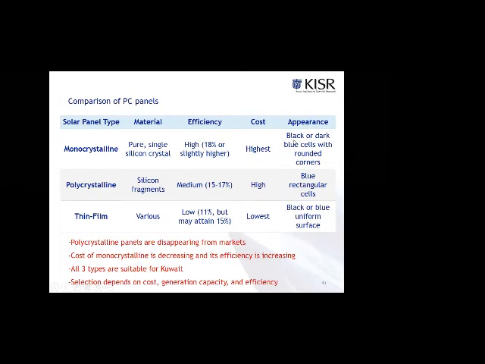And these are just the different color appearances. The polycrystalline has a medium efficiency, 15 to 17. The cost is also high. Thin film technology is the cheapest. It has the lowest cost, but it comes with also the lowest efficiency.